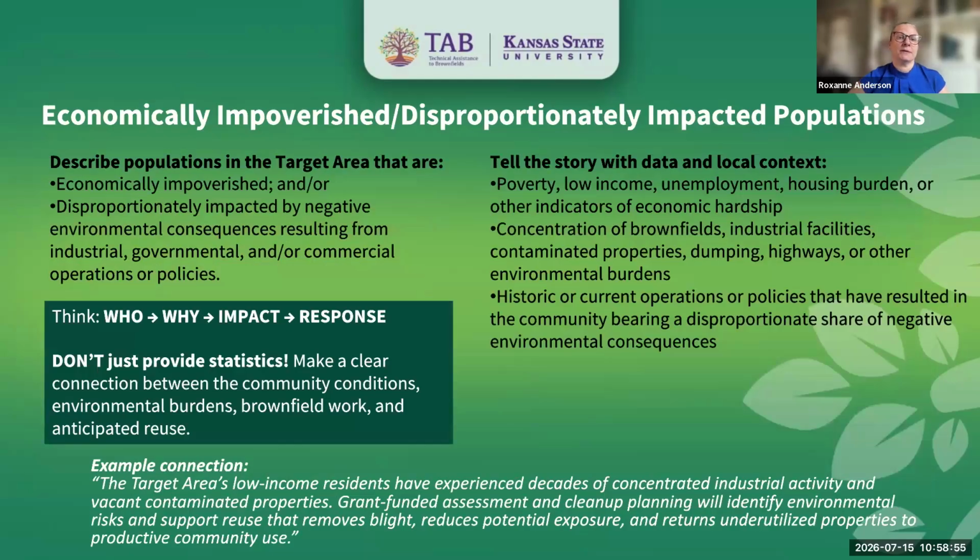So this is an important criterion that was in FY26, and I want to spend a little time on it just because it's an area where applicants can easily fall into the trap of just providing more poverty statistics. EPA is asking you to describe populations that are economically impoverished and or disproportionately impacted by negative environmental consequences resulting from industrial, governmental, or commercial operations or policies.